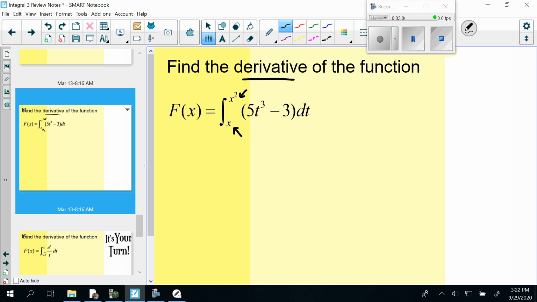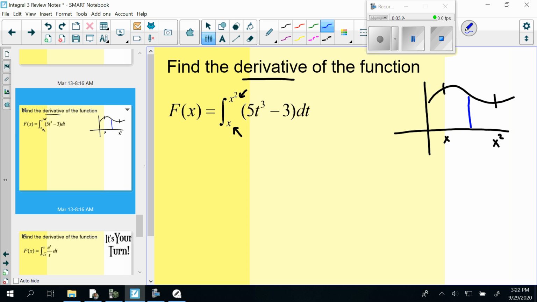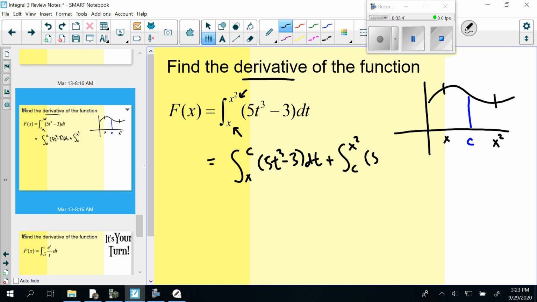So one thing we can do if they both have it, what you can think of this as is like you got some graph here, this f of t graph. Let's say x is right here, x squared's over here somewhere. We could pick something else in the middle, say like a c here, and we could think of this as two different integrals. So it'd be like the integral from x to c of this function plus then it would be an integral from c to x squared. So we can still do this problem.